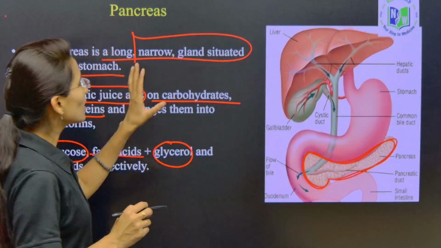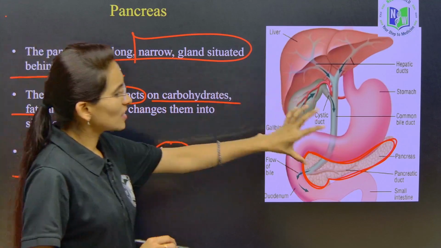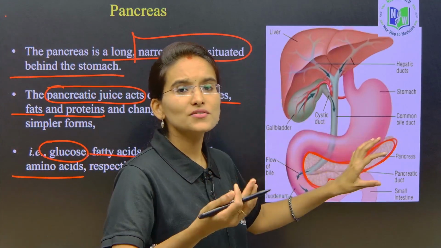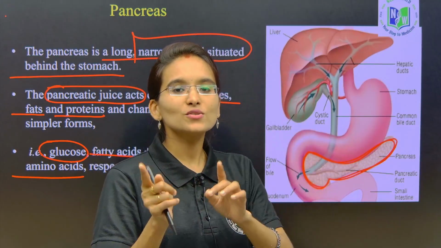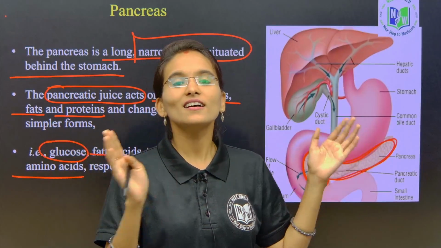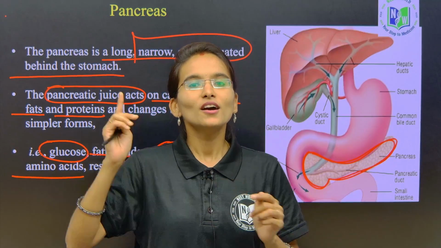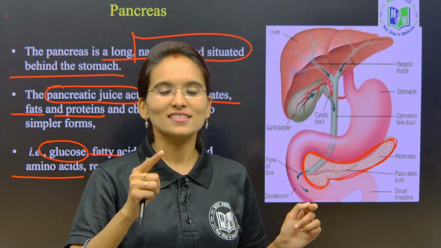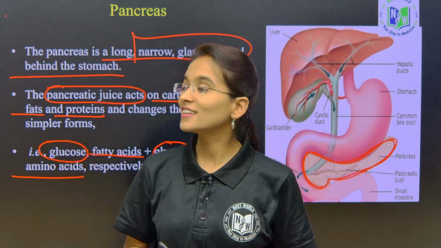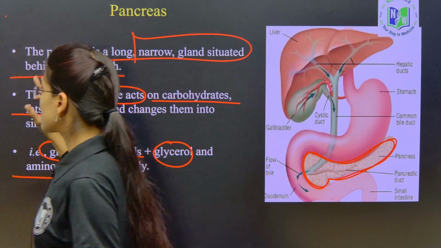So, clear with the pancreas, it is very easy to understand, my dear students. It is a narrow shaped, leaf shaped gland situated behind the stomach. The pancreatic juice acts on the complex nutrients like carbohydrates, proteins and fats, and converts them into glucose, fatty acids, glycerol and amino acids. Done. This is regarding the pancreas and the liver, as well as their functions.